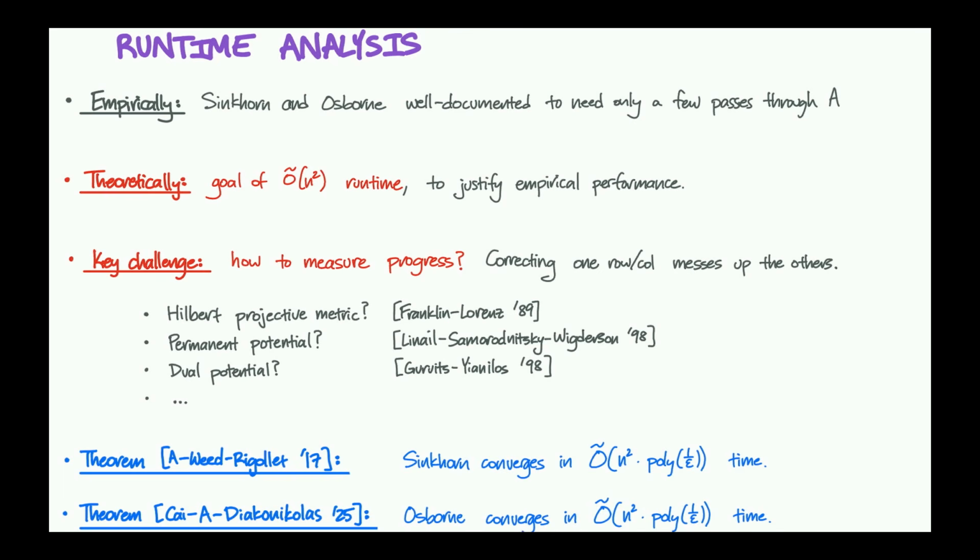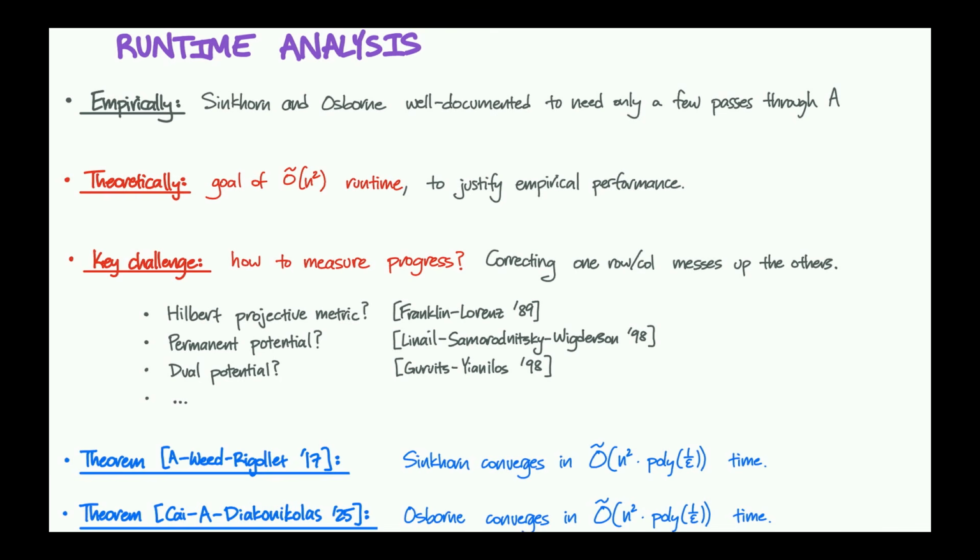And I guess a key challenge here is how do you actually show this convergence? From those pictures, it looks like we're converging quickly. We're making progress every time. But when you make progress in one thing, you mess up the other. If I correct the rows, I mess up the columns. And there's been a lot of beautiful work about different ways of quantifying this progress. For example, perhaps you're familiar with Sinkhorn contracting in a certain Hilbert projective metric. There's also been very nice work about permanent potentials by others and many more.